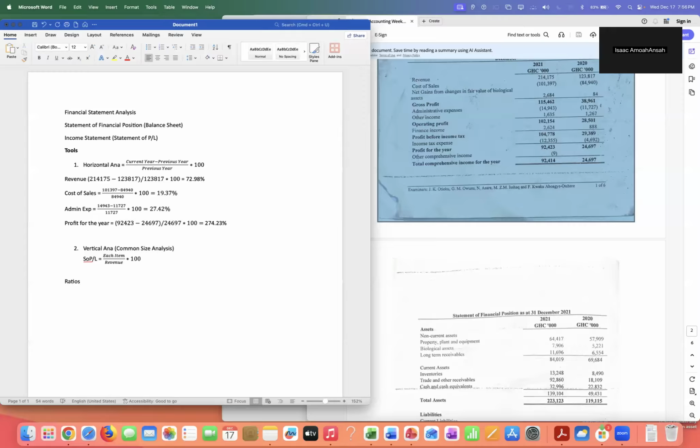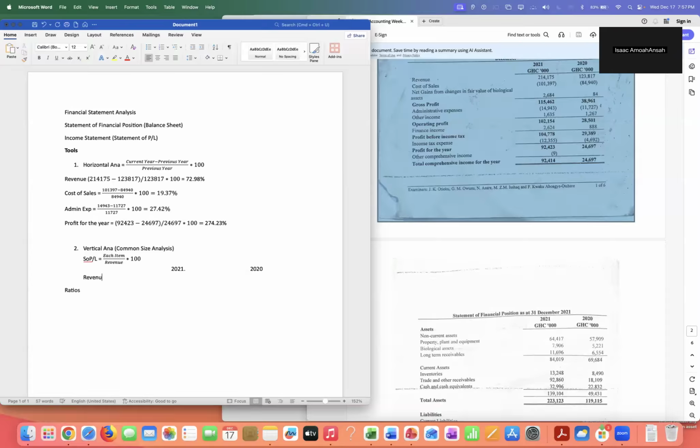So let's see how it's going to show up. Let's put here 2021. And then go and put here 2020. Okay. The first item that we want to pick is revenue. Don't be disturbed that I'm picking revenue, because it's also an item on the profit or loss. So each item, I'm picking revenue first.